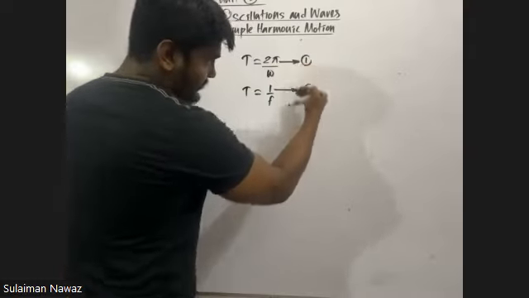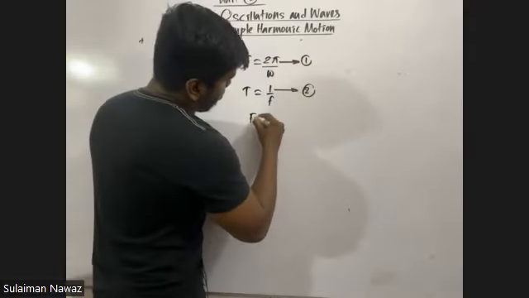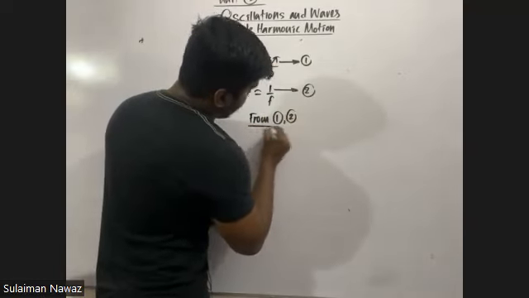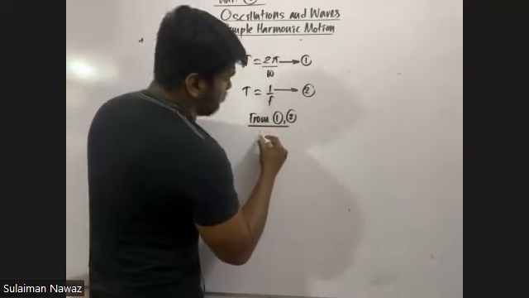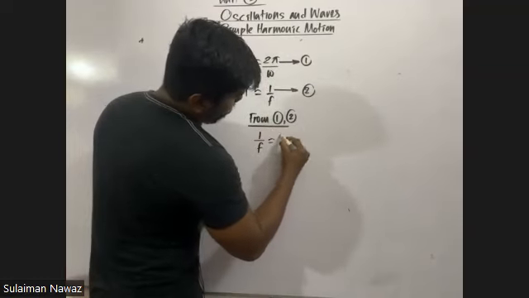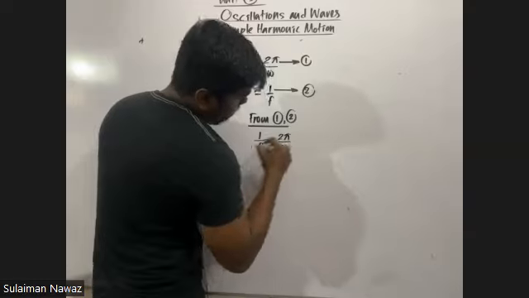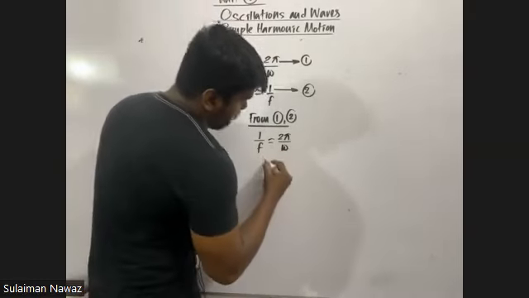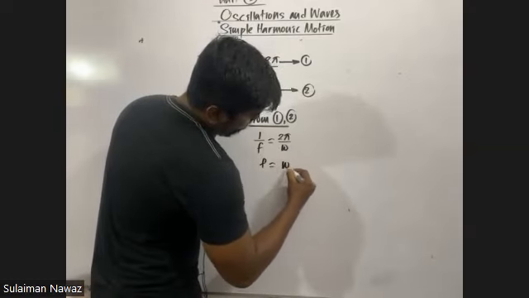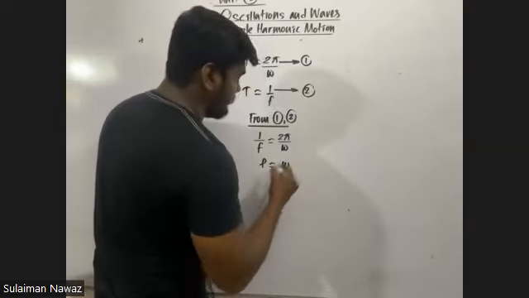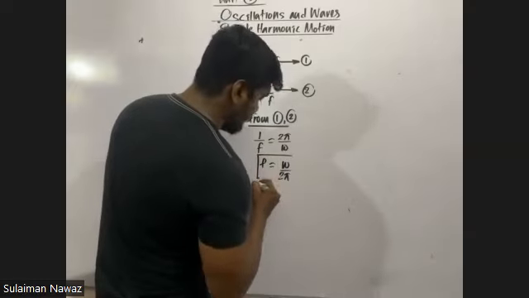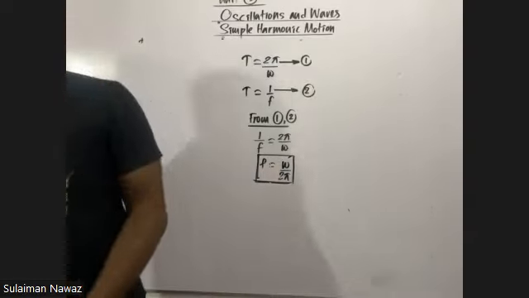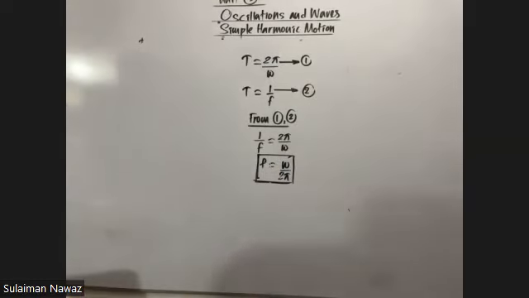Then from equation 1 and 2 I can say 1/f = 2π/ω. So therefore, f equals what? f = ω/2π. Highlight this one also. Copy down quickly. It's not difficult.